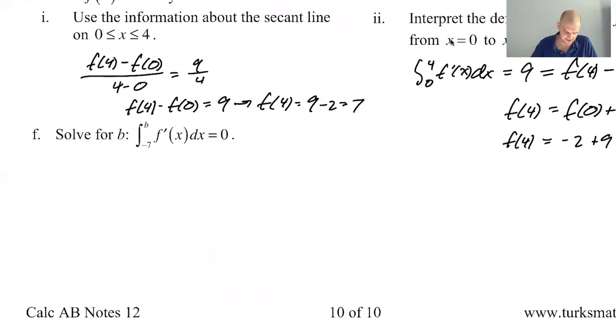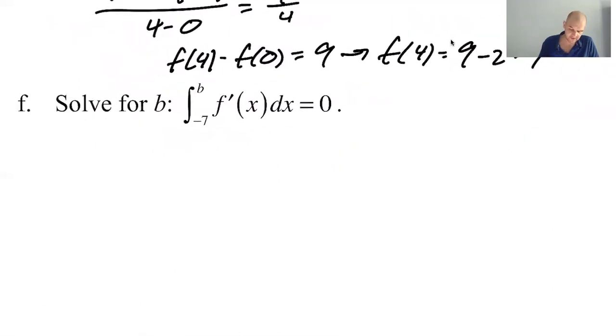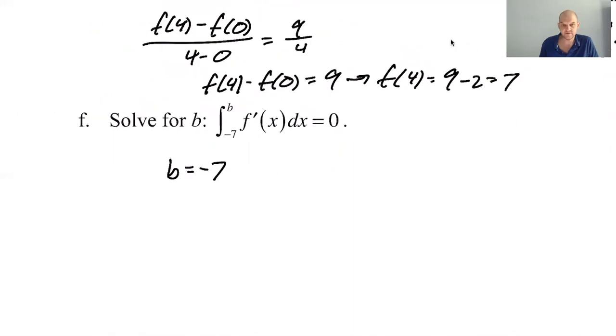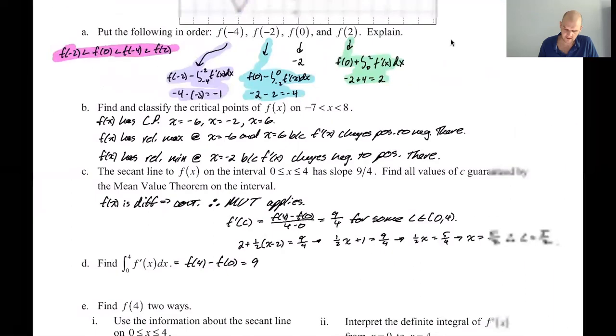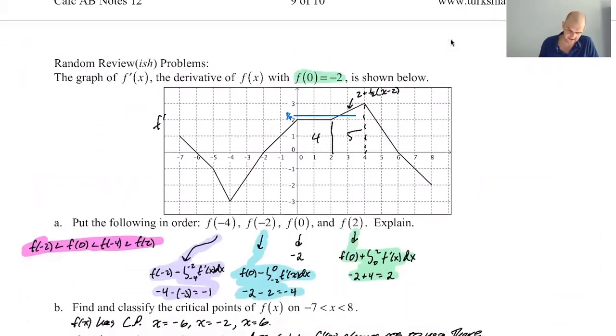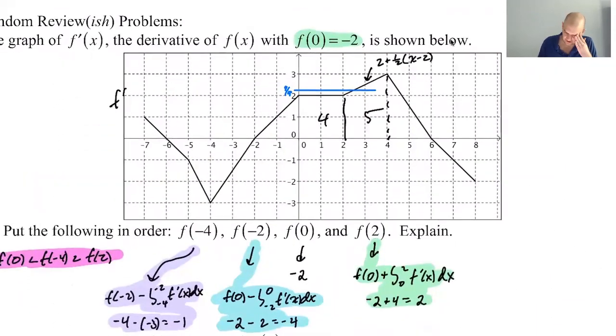And then finally, solve for b. The integral from -7 to b of f prime of x dx is 0. Well, there's one answer I'm going to get out of the way right away, right? If you don't go anywhere, you get no displacement. So b could definitely equal -7. And now let's think. So -7 to b has to be 0. I think we're going to accumulate some areas. So -7 to -7 definitely works.